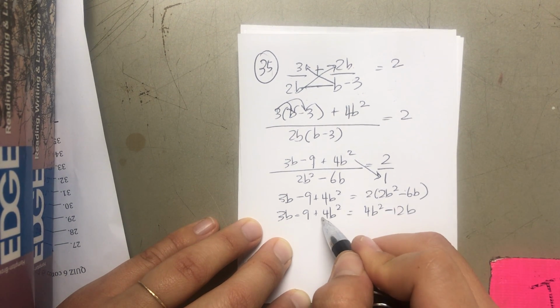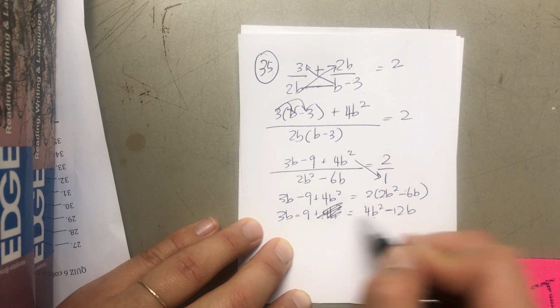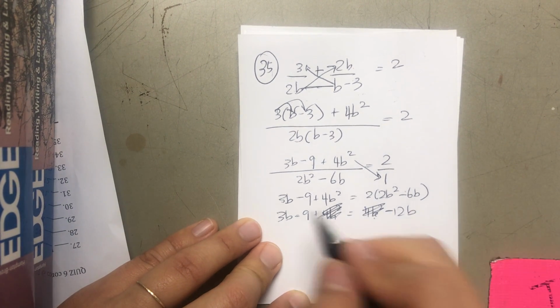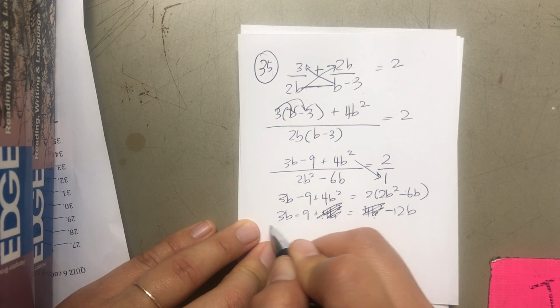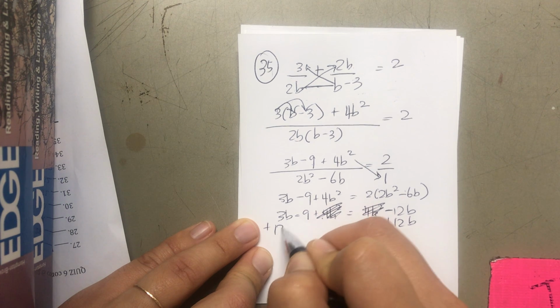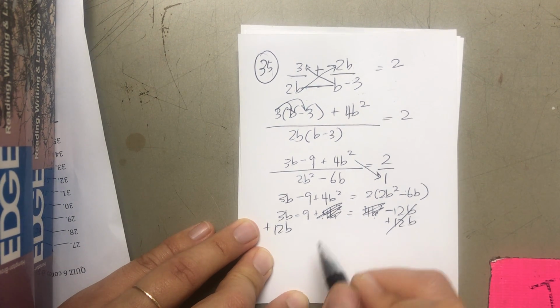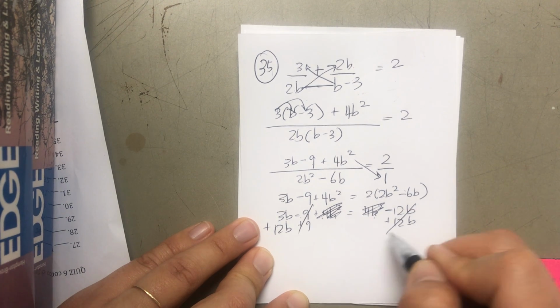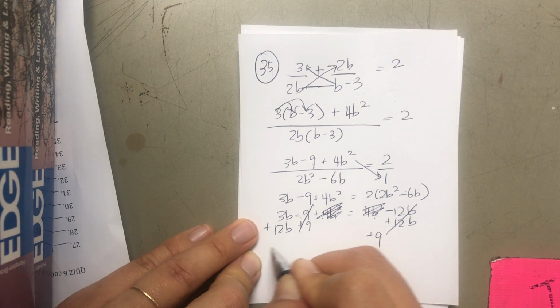So look, we got a 4b squared here and a 4b squared here. We just cross those out because if what's on this side and that side are equal, you can cross them out. And then we have a b on this side, so I'm going to bring the 12b over actually on this side. Cross that out. But we got a negative 9 on this side, so I'm going to go positive 9, cross that out, and go positive 9 on this side.